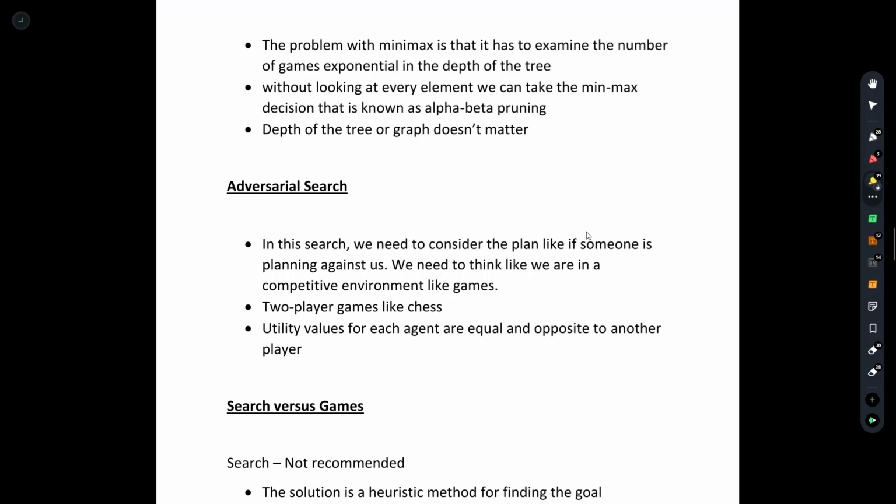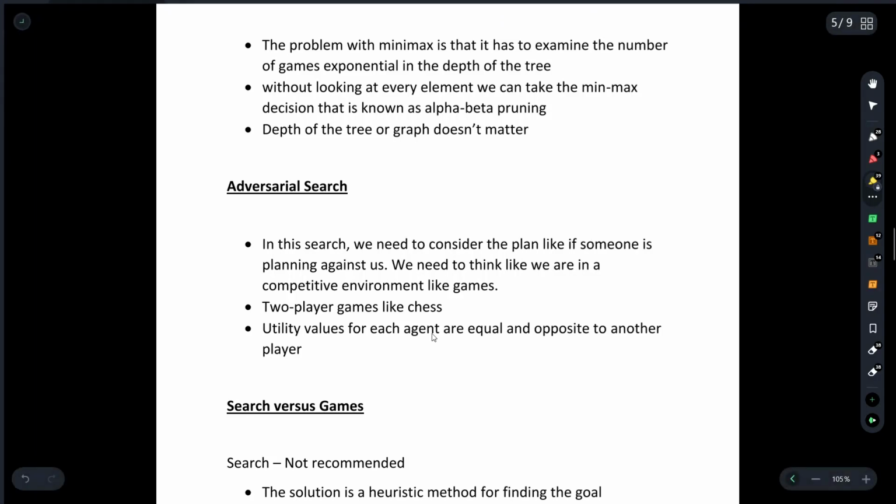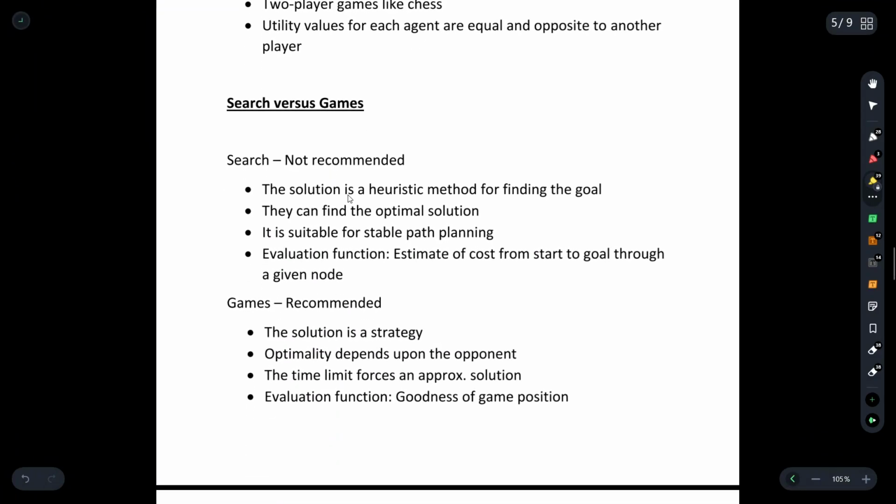That is why we are discussing adversarial search. Adversarial search is like a two-player game, played between the human and the computer. Basically, the solution to a heuristic method is finding the goal, but here the goal will change from instant to instant. It depends upon the other player, who will decide the next step.